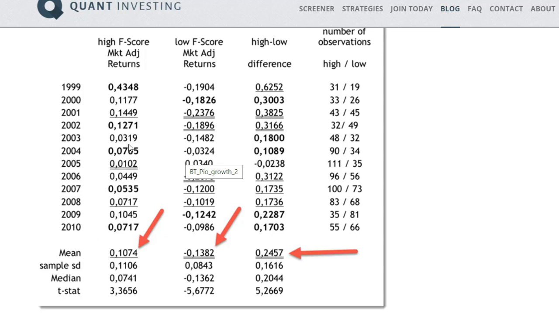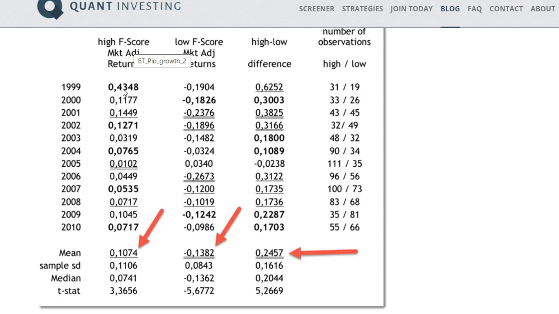And here we can see that if we choose the growth stocks, I don't know the exact criteria for picking these growth stocks, but if we choose these growth stocks and choose the ones with a high Piotroski F-Score, then this is the outperformance every single year.